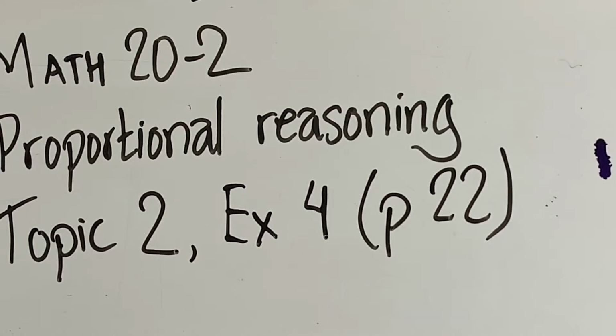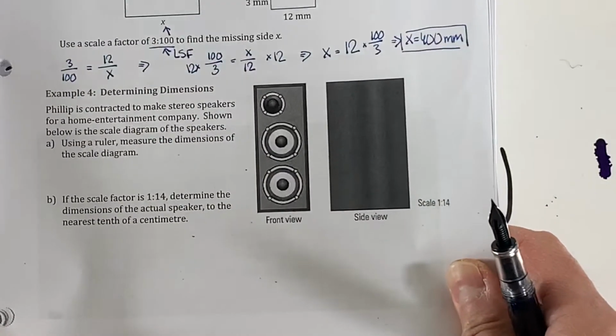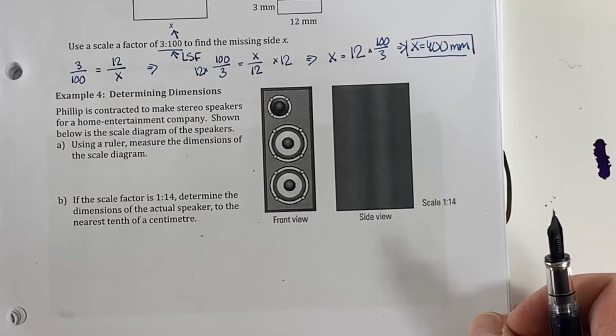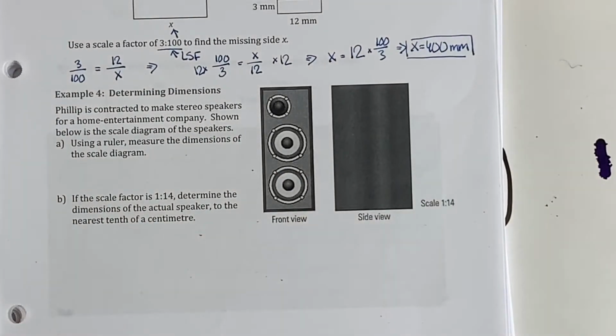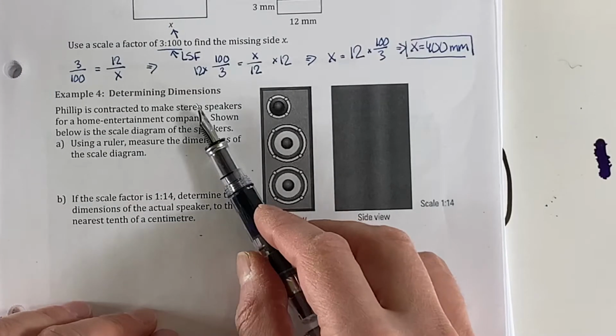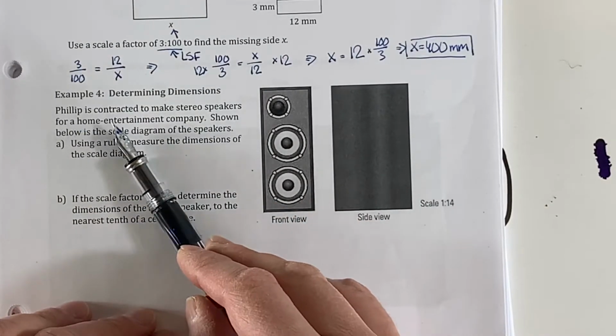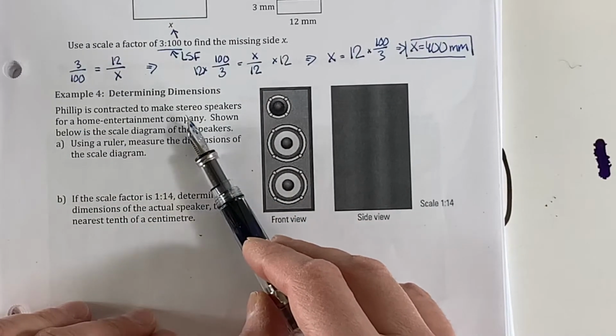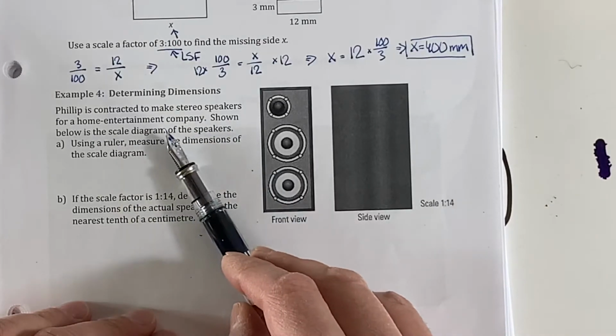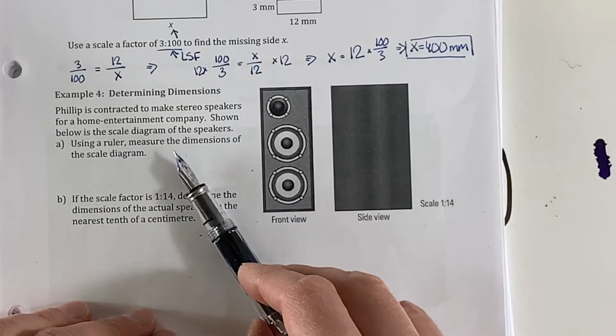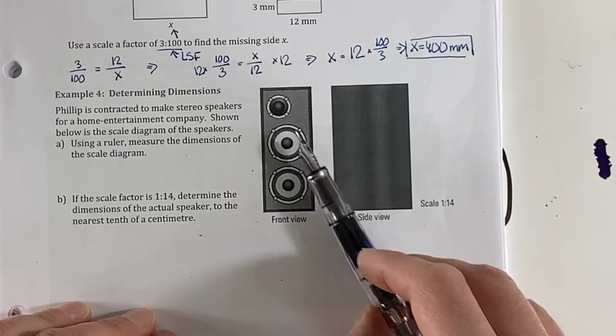So this is Math 20-2, Proportional Reasoning, Topic 2, Example 4 on page 22 in your workbook. In this example, we will be determining dimensions. Philip is contracted to make stereo speakers for a home entertainment company. Shown below is the scale diagram of the speakers. So here's the scale diagram.